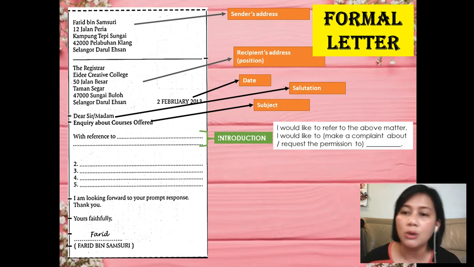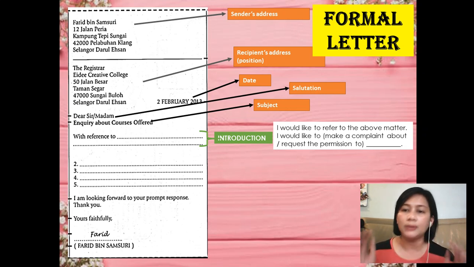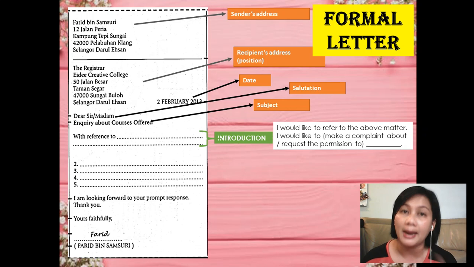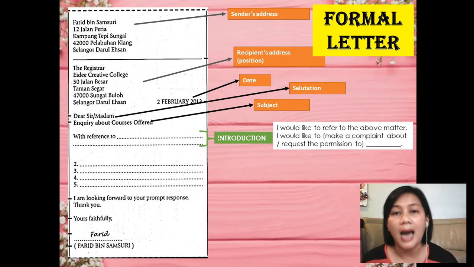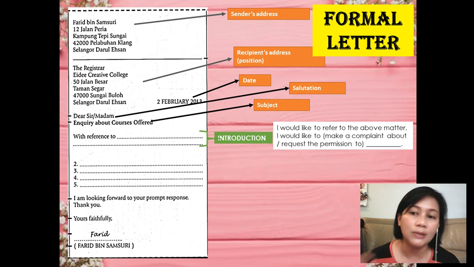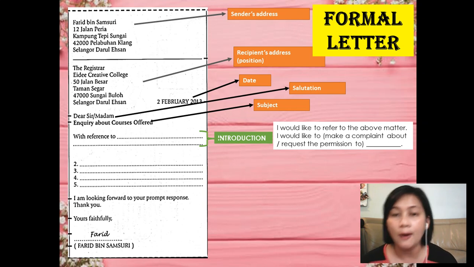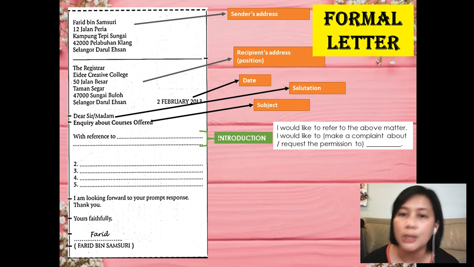Remember, when you go to the subject, you want to tell people why you are writing the letter. Let's say you want to complain about rubbish. You don't need to use the word complain. You can just write down rubbish in the housing area, or rubbish in, let's say, Taman Lihua, for example. And then you go to the introduction.